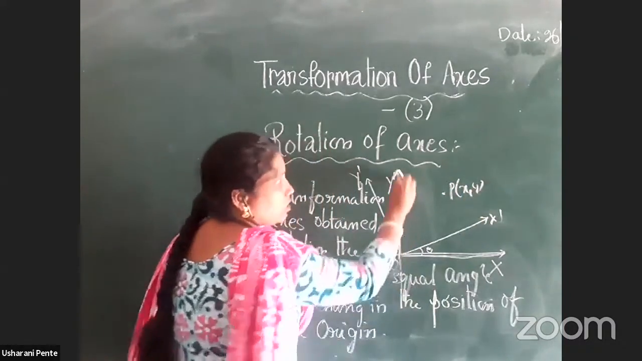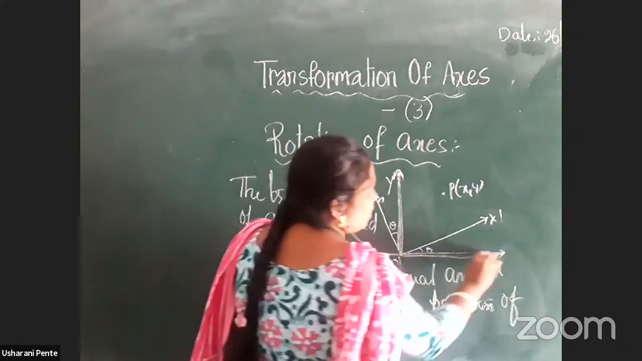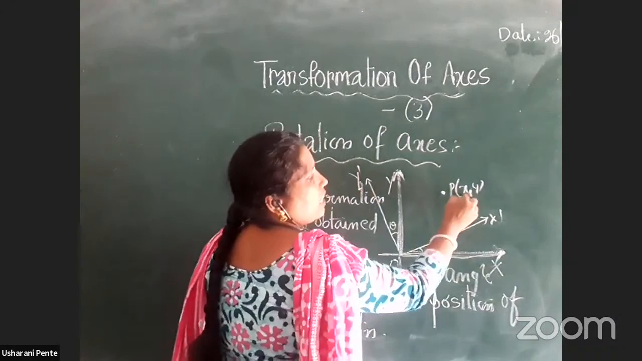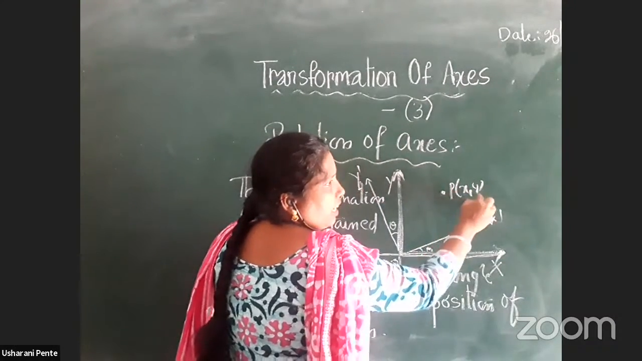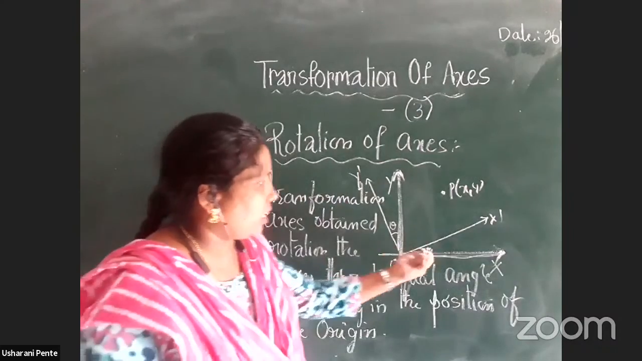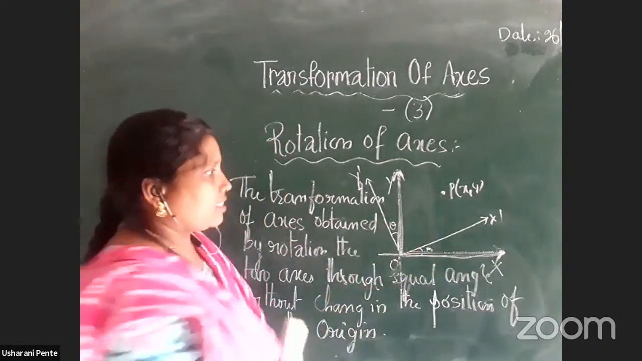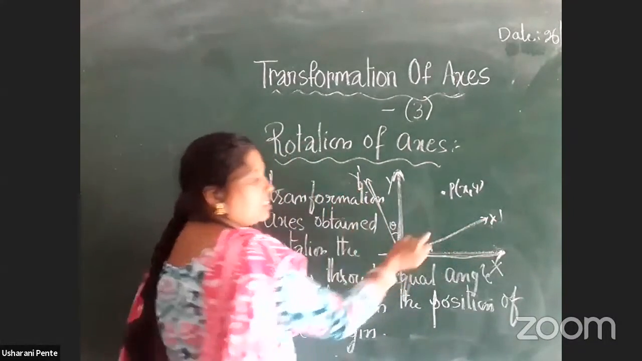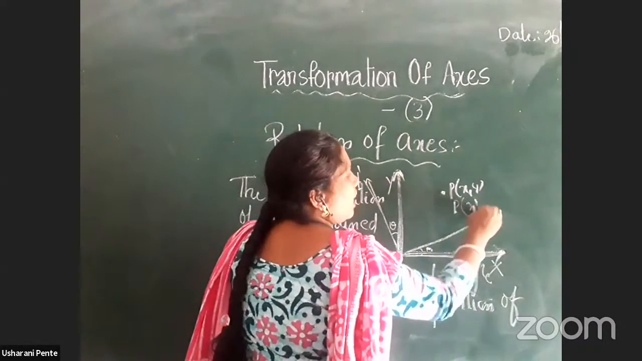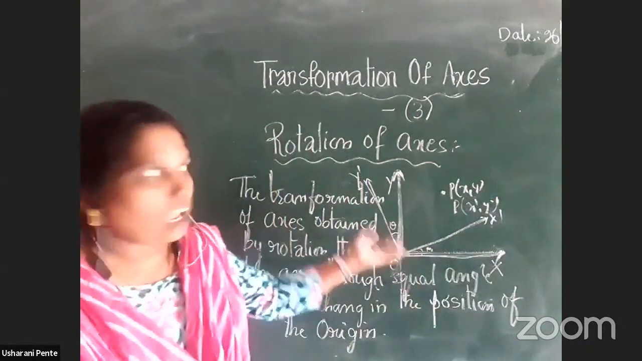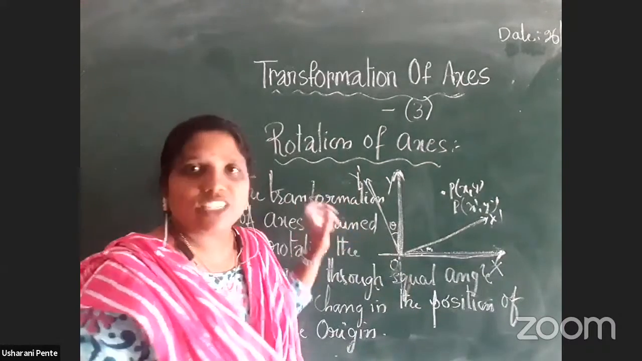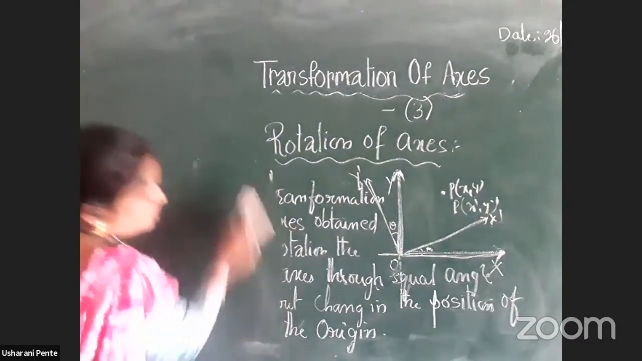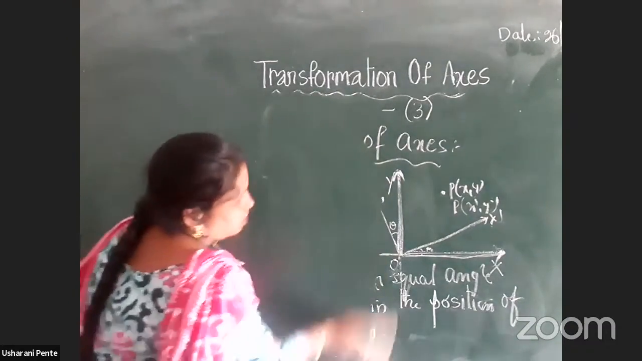This is the original system. With respect to this system, the coordinates are x and y. Now we need to find the coordinates with respect to the new axis. The new axes are OX dash and OY dash. With this, the coordinates will change as x dash and y dash. Now let us see how the coordinates change by the rotation of axis.